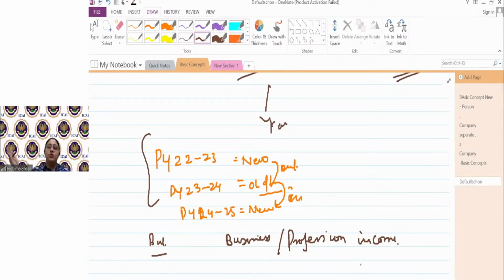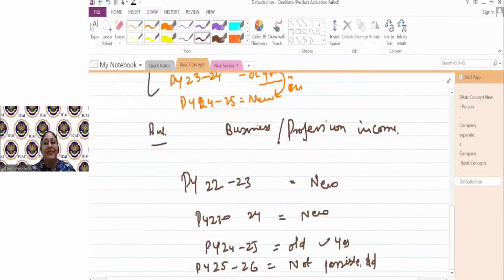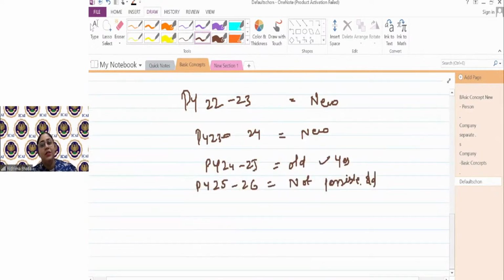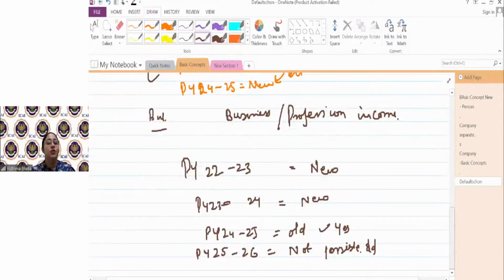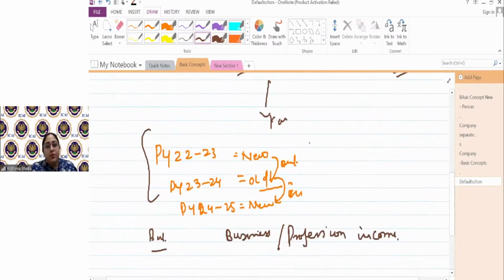You can make that choice of new or old every year. But if you are an assessee who has business or profession income, once he chooses to go from new to old, then he has to stick to old forever until and unless he closes his business. Because once he closes his business and does not have business income, then again he comes under the orange category. Then, since he has no business income, he can go on and off anytime.